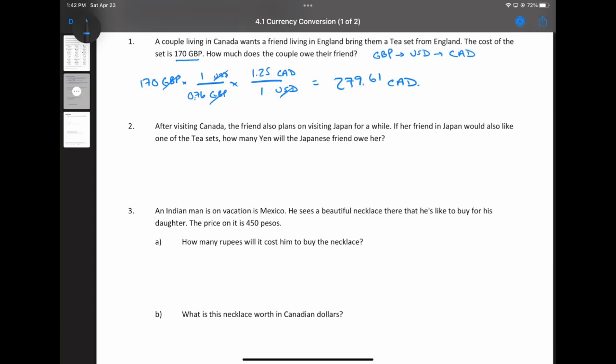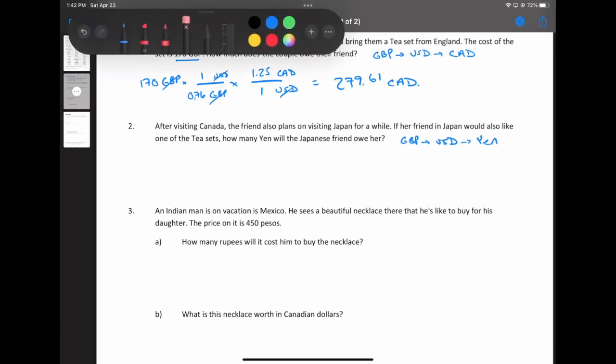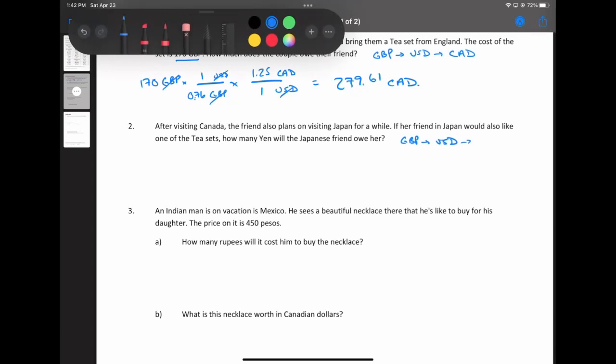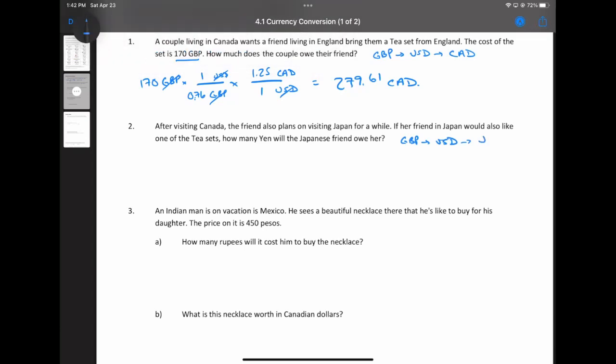We're going to start off with Great British pounds, GBP. We're going to go to US dollars, and then we're going to go to yen. Sorry, just to be really specific, the yen that we're going to is abbreviated, so let me actually write that out properly. Sorry, JPY. Japanese yen.